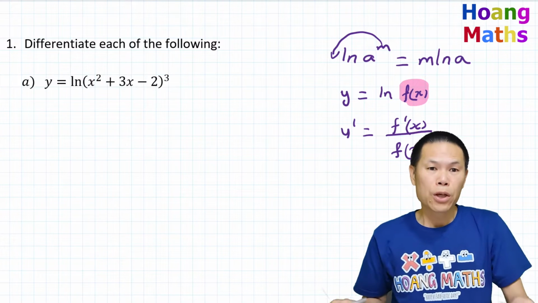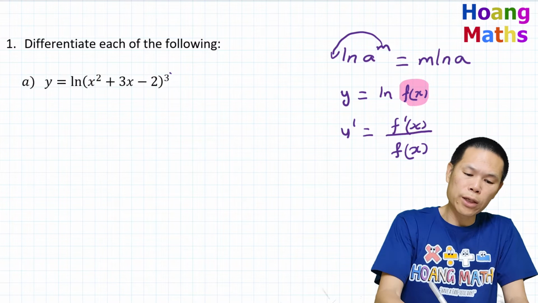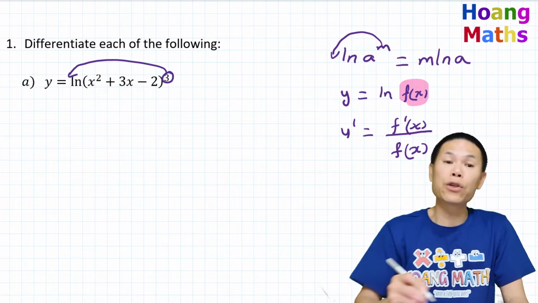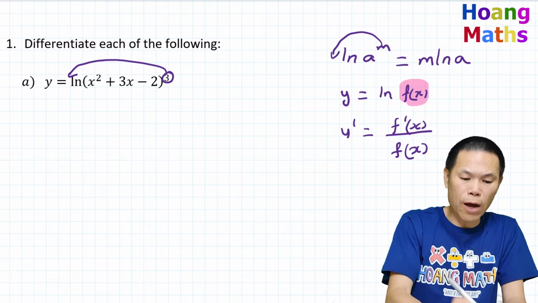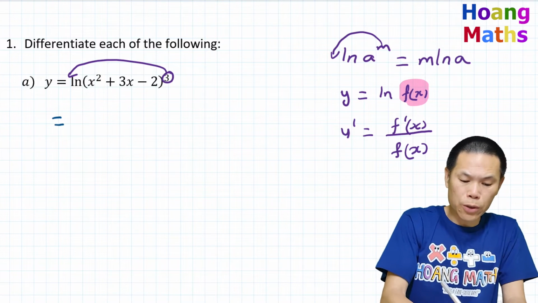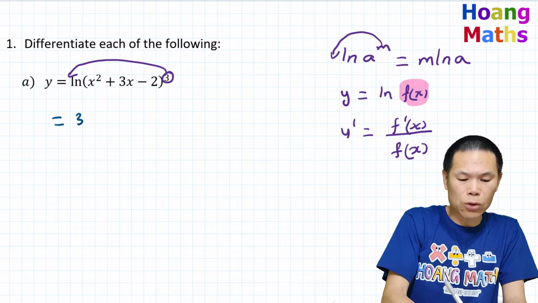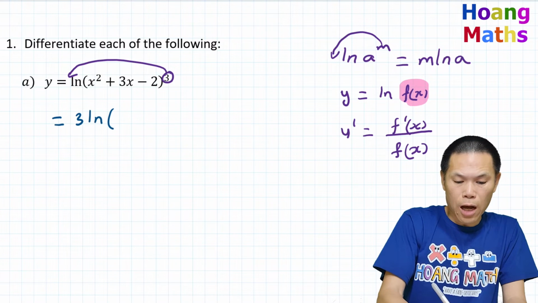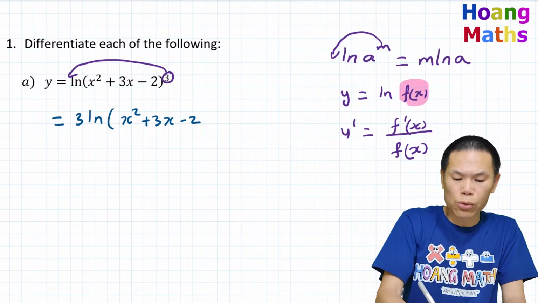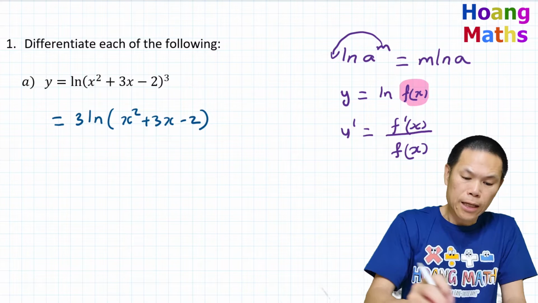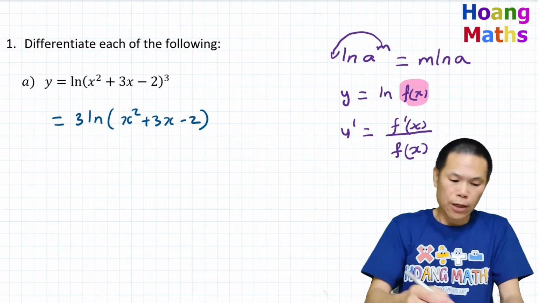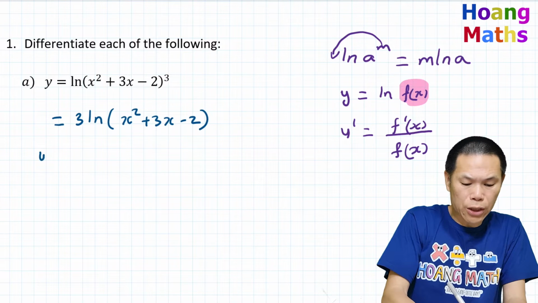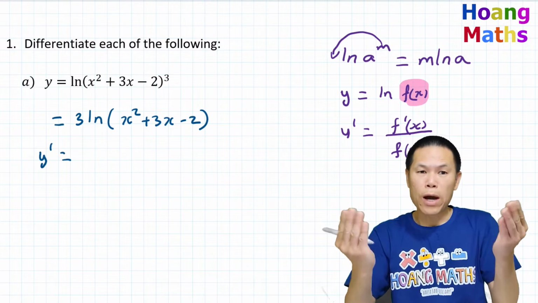First of all, we bring the 3 down. We're not doing any differentiation yet, we just write it in a different form. So therefore, we still write equal. We just write exactly the same as 3 ln of x squared plus 3x minus 2. They are the same. Now I start to differentiate, so I have to write y dash, or I can write dy/dx.